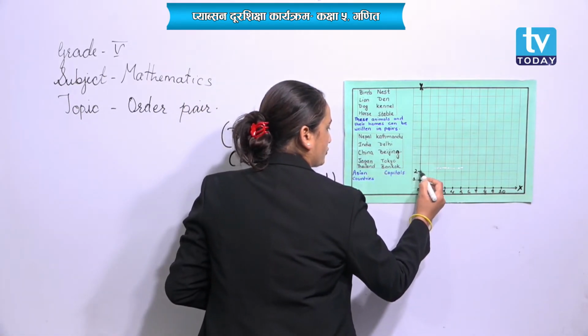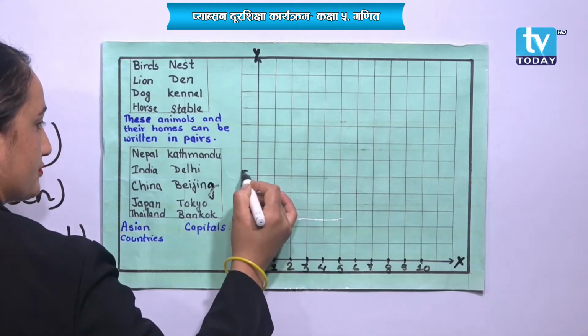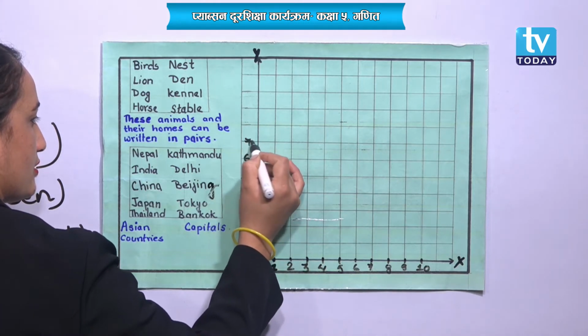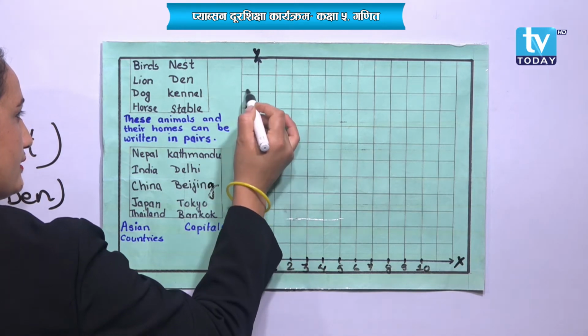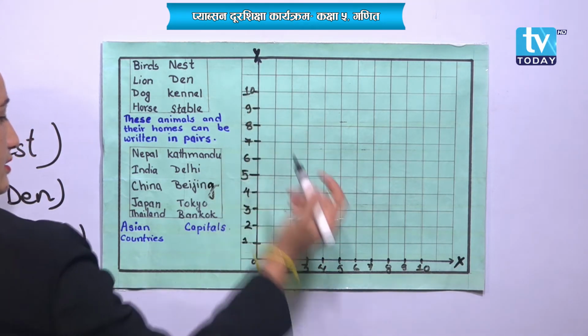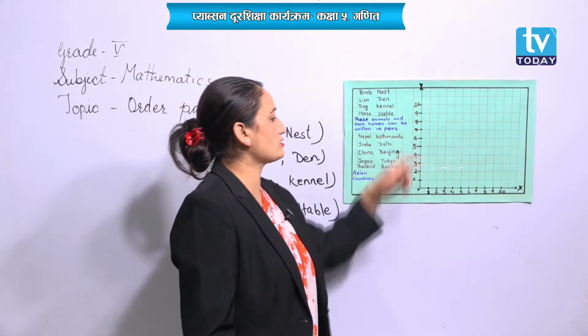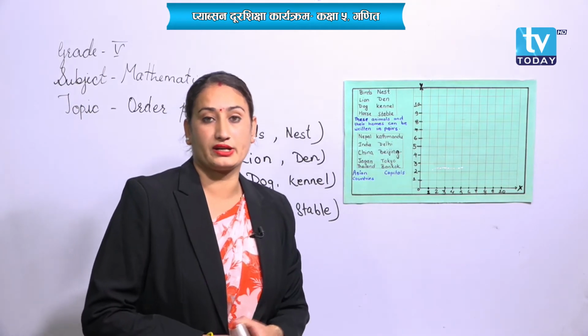Then after that 3, 4, 5, 6, 7, 8, 9, 10. I have written here up to 10, and on the y-axis also up to 10 units, right?